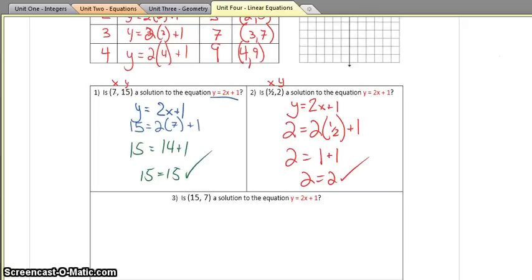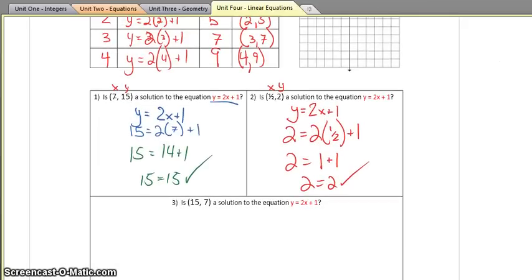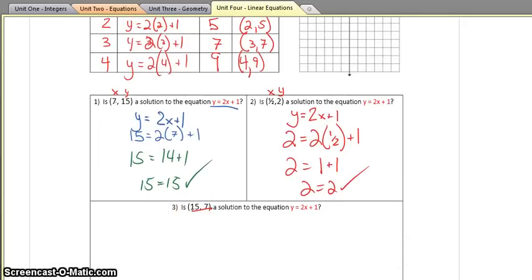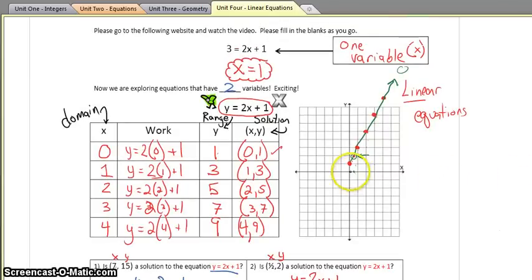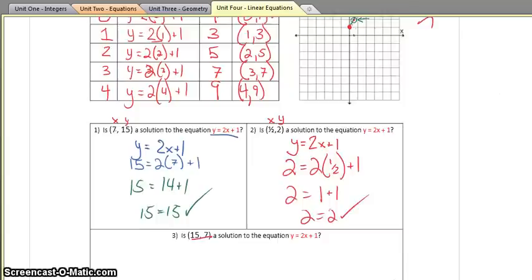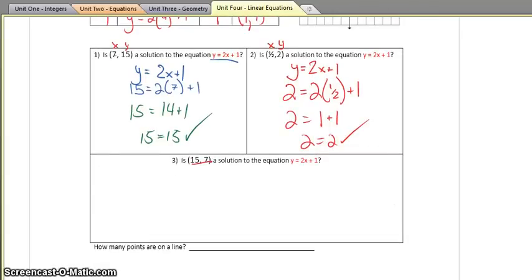You might be curious to know what happens when it doesn't work. Let's look at this 15 comma 7 here. 1, 2, 3, 4, 5, 6, 7, 8, 15 comma 7. That's something around here. That's not going to work. Visually, we can see that's not going to work, but let's check that algebraically. What are we going to do? Take a second, pause, and see if you can do it.